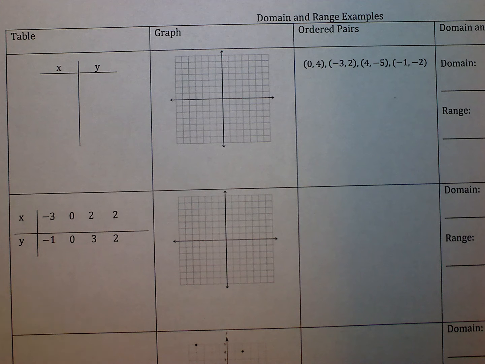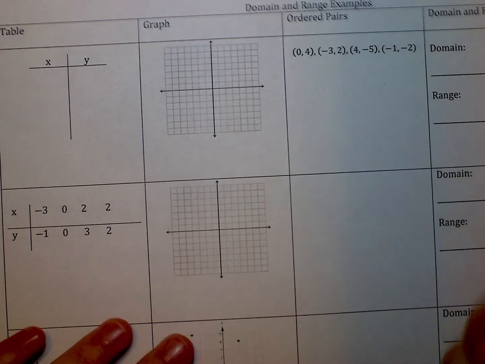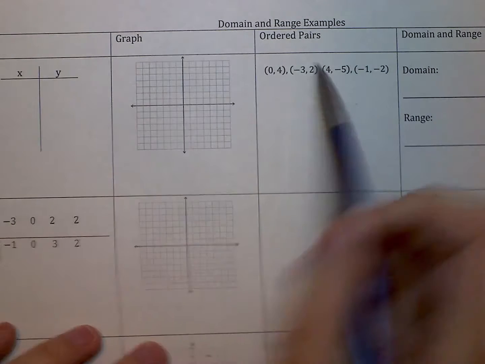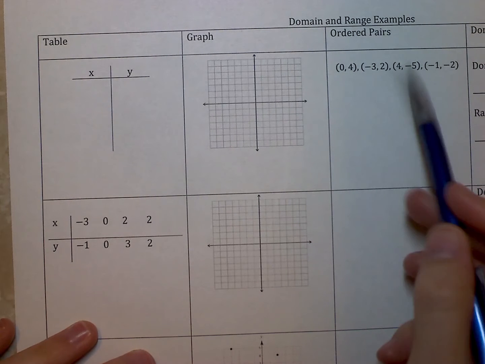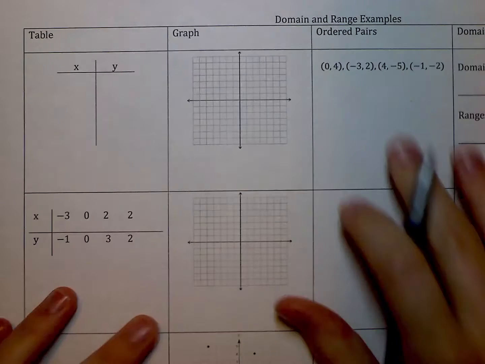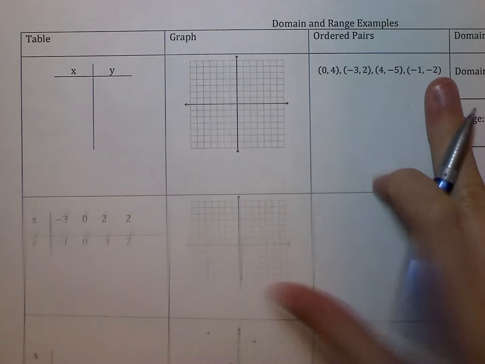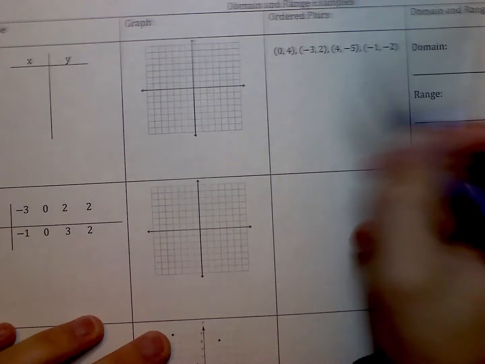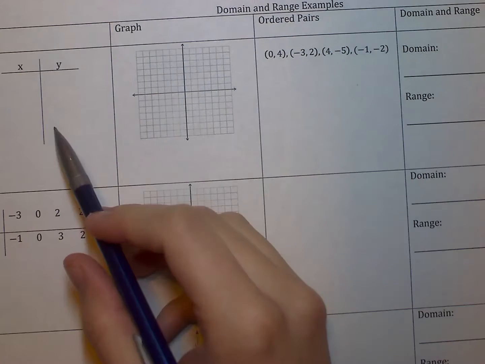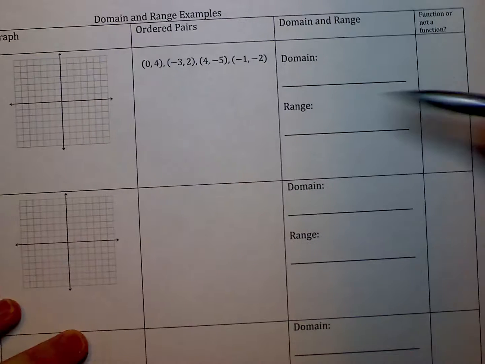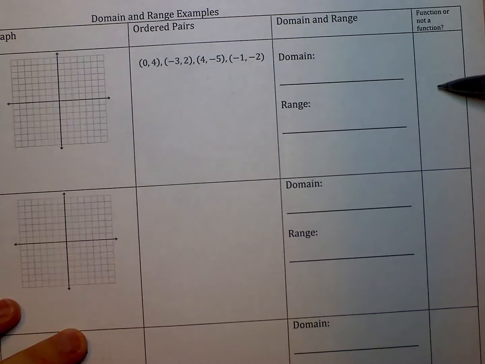On this next page, we're going to talk about domain and range, and we're also going to talk about three different ways of representing a relationship: ordered pairs, a graph, and a table. I'll be given one box on each line. In this case, I'm given ordered pairs. So I'm going to first make them into a graph and a table, and then I'm going to work on the domain and range and whether it's a function or not.